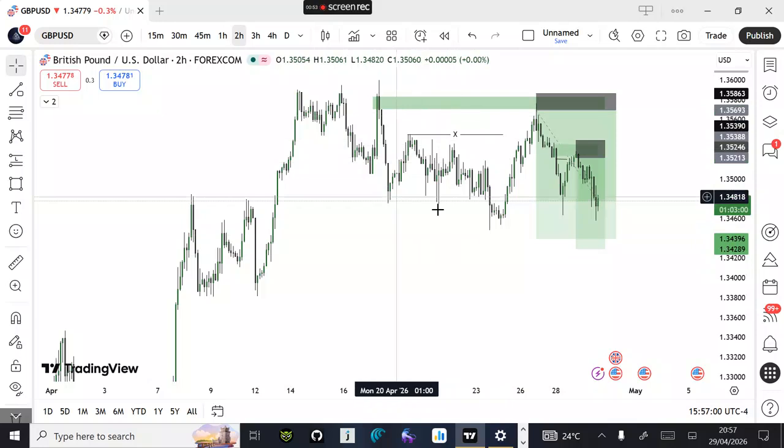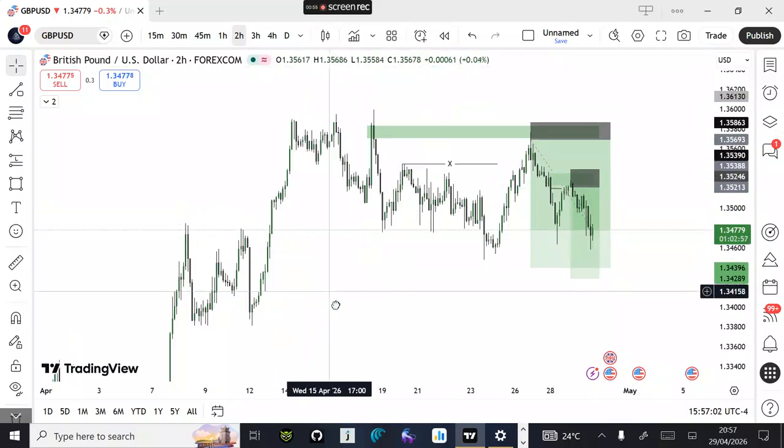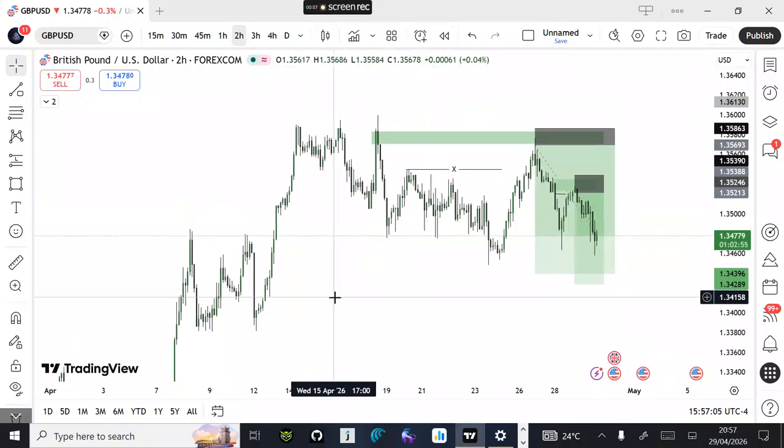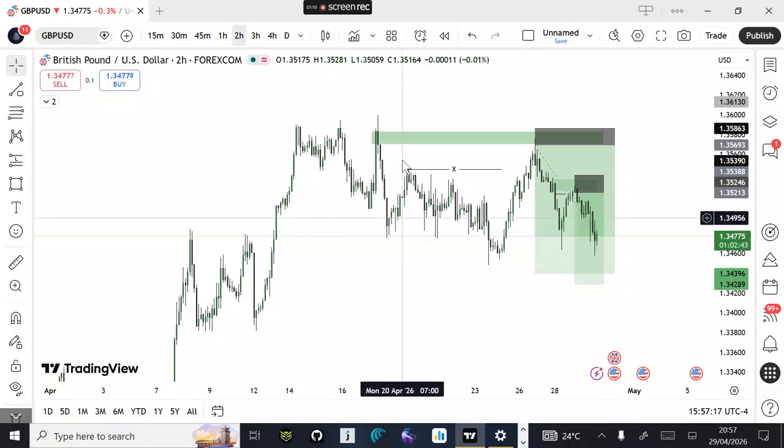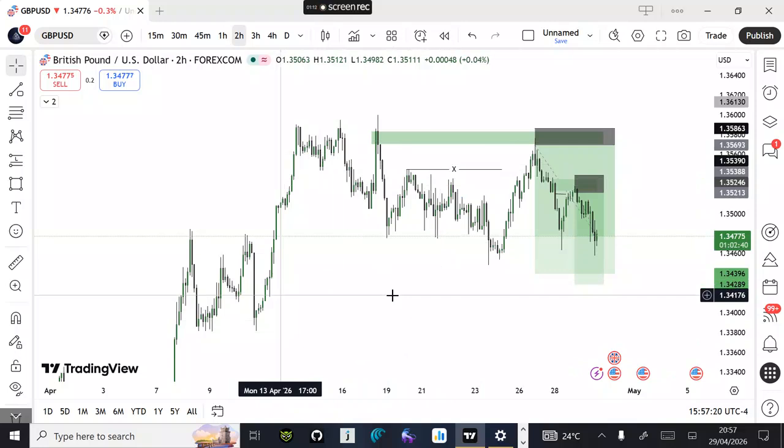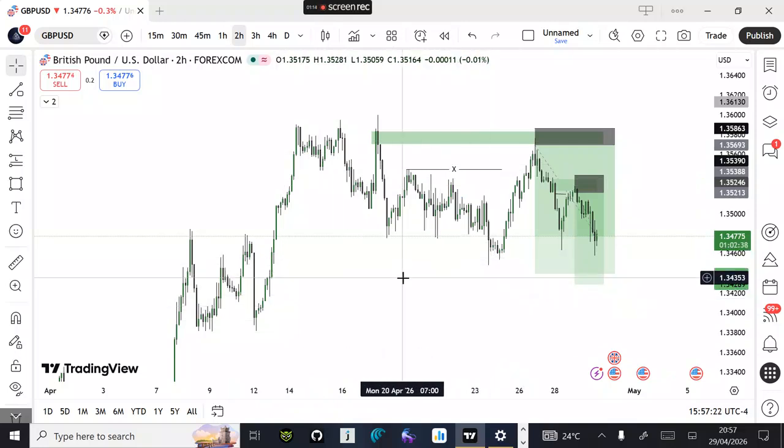I'm still checking if there's news again tomorrow. That's why I'm delaying a bit. Okay, there are still news, for sure. So let's work with what we have now. This is what happened on GBP USD.